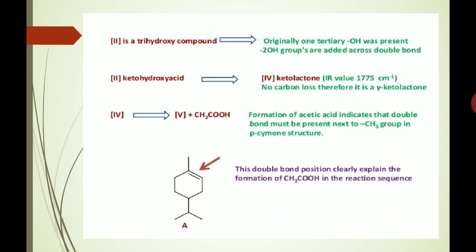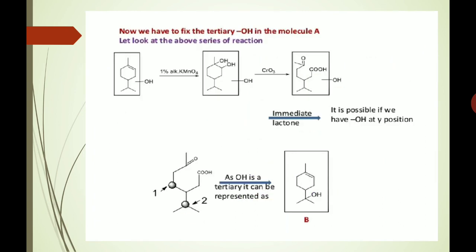Formation of acetic acid indicates that the double bond must be present next to the CH3 group in the para-cymene structure. So, the proposed structure may be like this. This double bond position clearly explains the formation of acetic acid in the reaction sequence. Now, we have to fix the tertiary OH group in the molecule. Let us look at the previous set of reactions, assuming the carbon skeleton is known and the position of the tertiary alcoholic group is undecided.